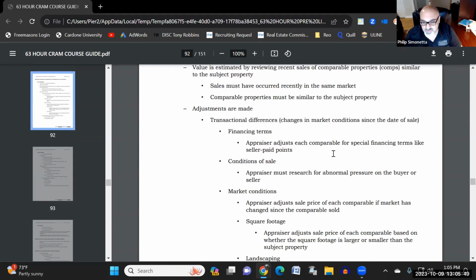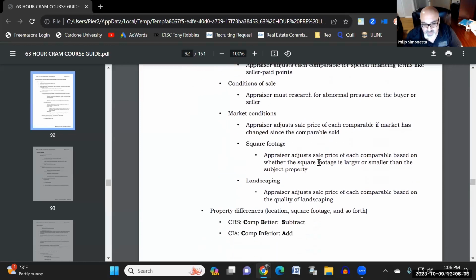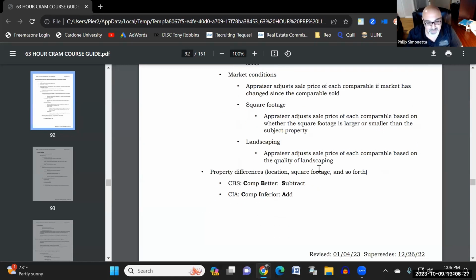So for transactional differences, there are changes in market conditions since the date of the sale. Financing terms. An appraiser will adjust each comparable for special financing terms like seller paid points, conditions of sale. The appraiser must research for abnormal pressure on the buyer or seller. Then you have market conditions. The appraiser adjusts the sale price for each comparable if the market has changed since the comparable sold. Square footage. The appraiser adjusts the sale price for each comparable based on whether the square footage is larger or smaller than the subject property. Landscaping. The appraiser will adjust the sale price for each comparable based on the quality of the landscaping.